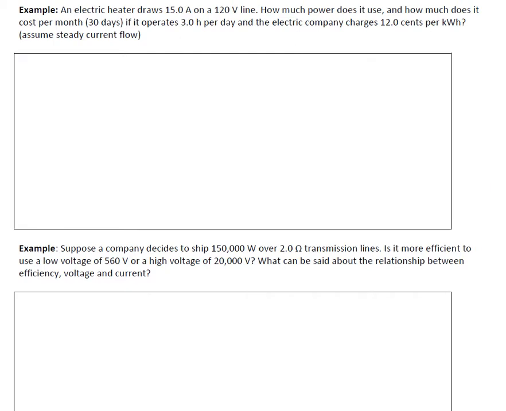Here are two examples to finish off on this topic. We have an electric heater that draws 15 amps on a 120 volt line. 120 volts is basically what we get in our homes in Canada. So how much power does it use? And here's a different unit for power, the kilowatt hour.